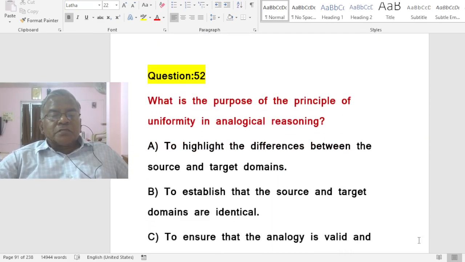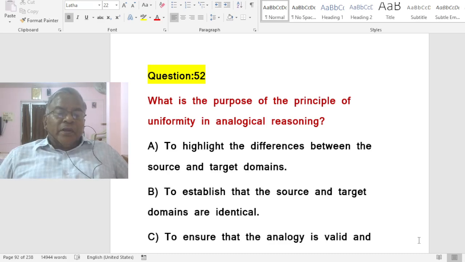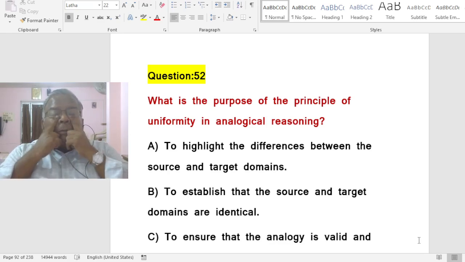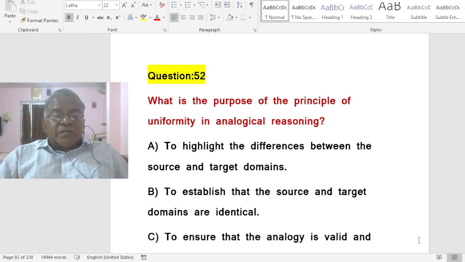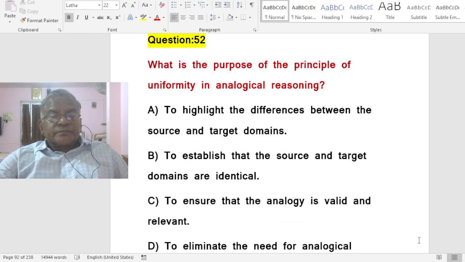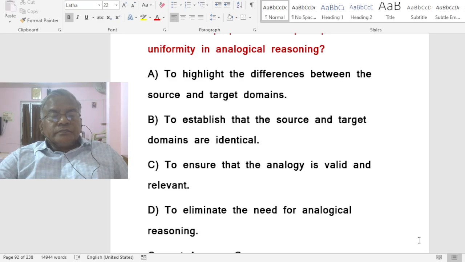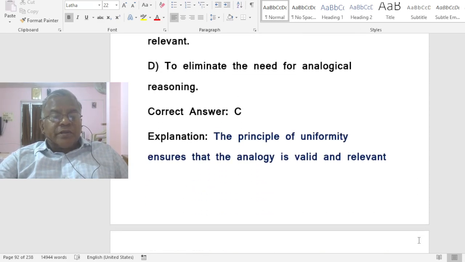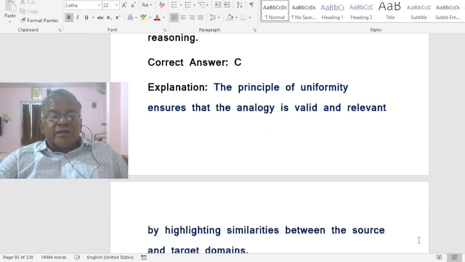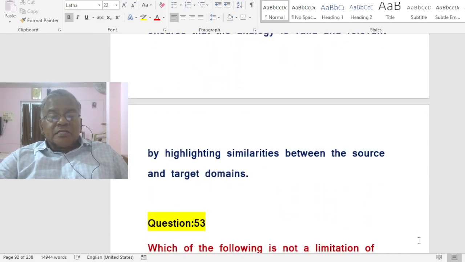What is the purpose of the principle of uniformity in analogical reasoning? That is, to ensure that the analogy is valid and relevant. The principle of uniformity ensures that the analogy is valid and relevant by highlighting similarities between the source and target domains.